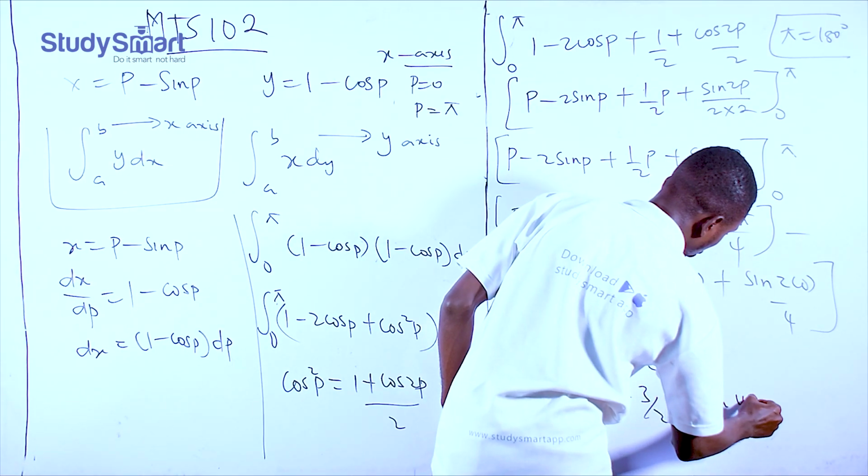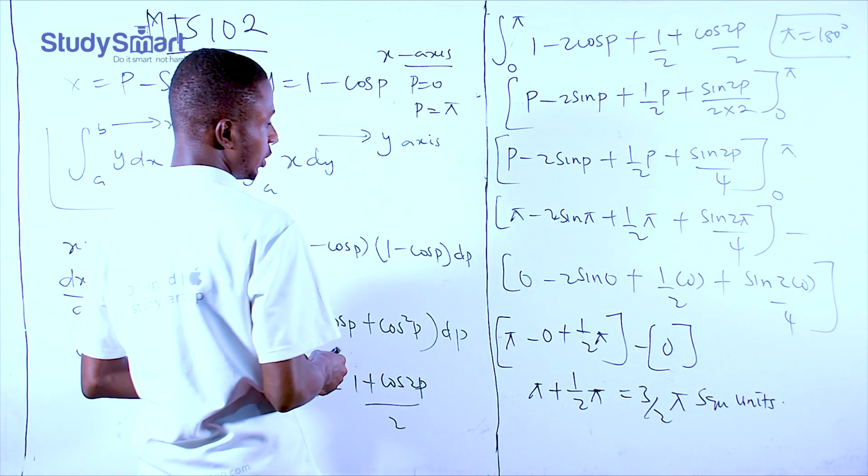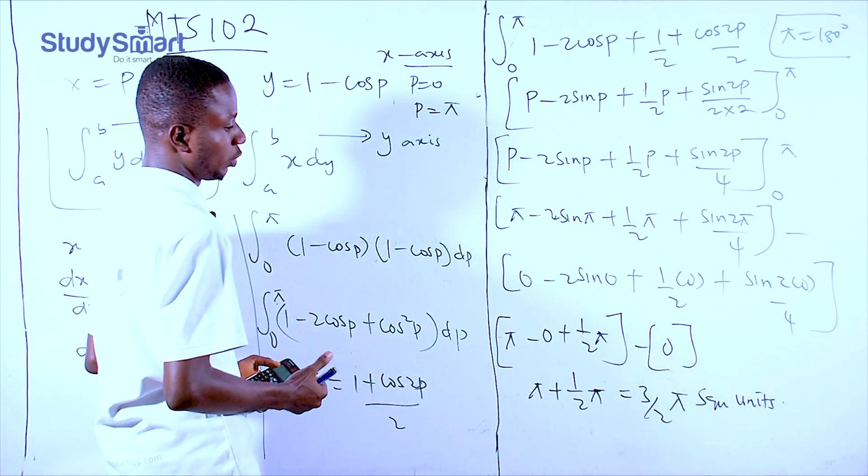over 2 pi squared units. So the answer to this question is 3 all over 2 pi squared units.